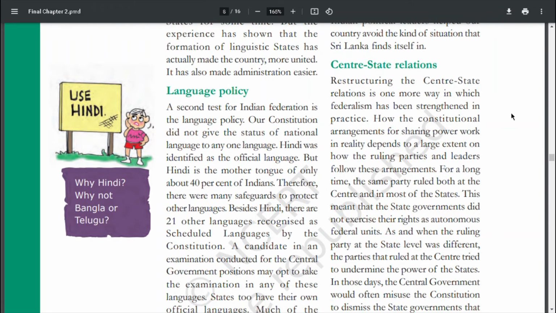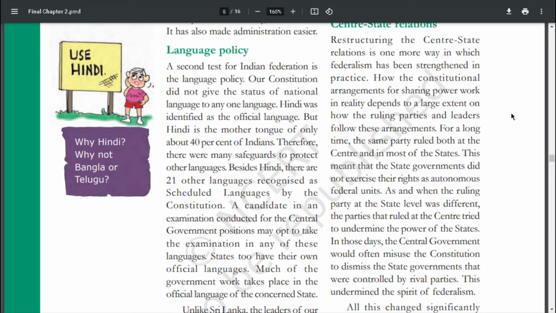Center-state relations. Restructuring the center-state relations is one more way in which federalism has been strengthened in practice. How the constitutional arrangements for sharing power work in reality depends to a large extent on how the ruling parties and leaders follow these arrangements. For a long time, the same party ruled both at the center and in most of the states. This meant that the state governments did not exercise their rights as autonomous federal units.